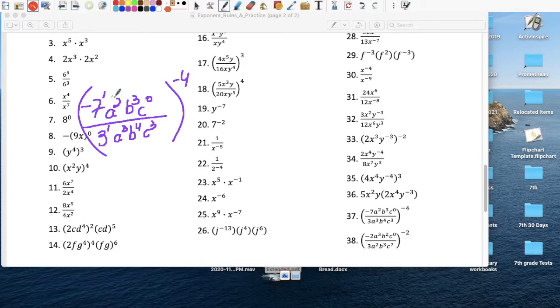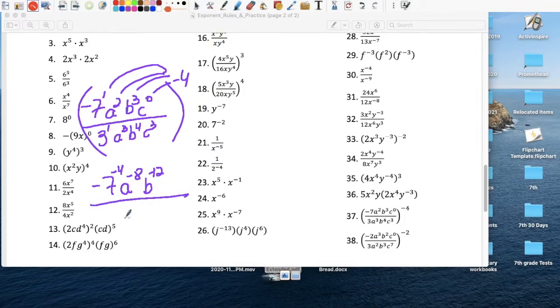So power to power. Let's start with the -7. So it's -7 and 1 times -4, so we're going to multiply the exponents. 1 times -4 is -4. A, B, 2 times -4 is -8. B, 3 times -4 is -12. And C would be c to the 0. And c to the 0 is just 1, so I don't even need to write that. Take that out.